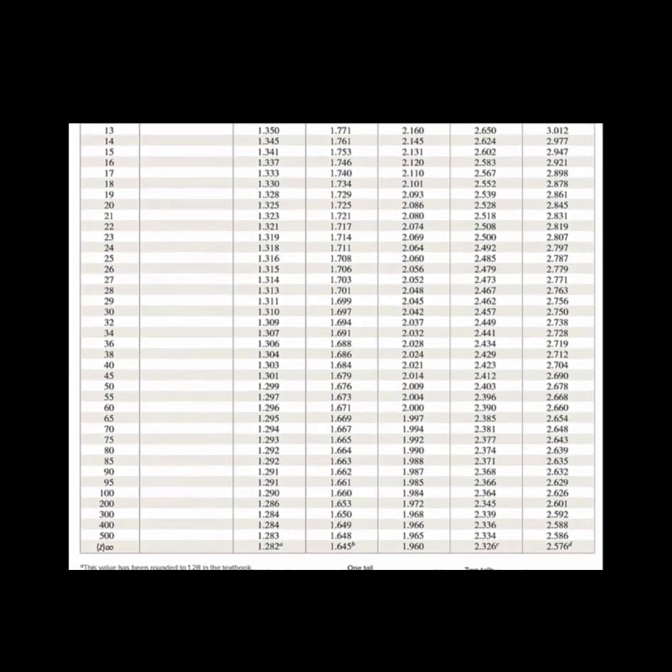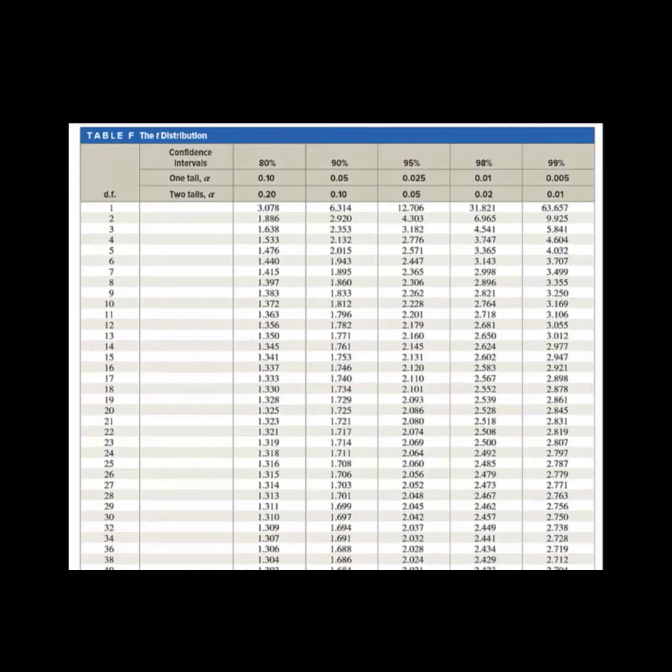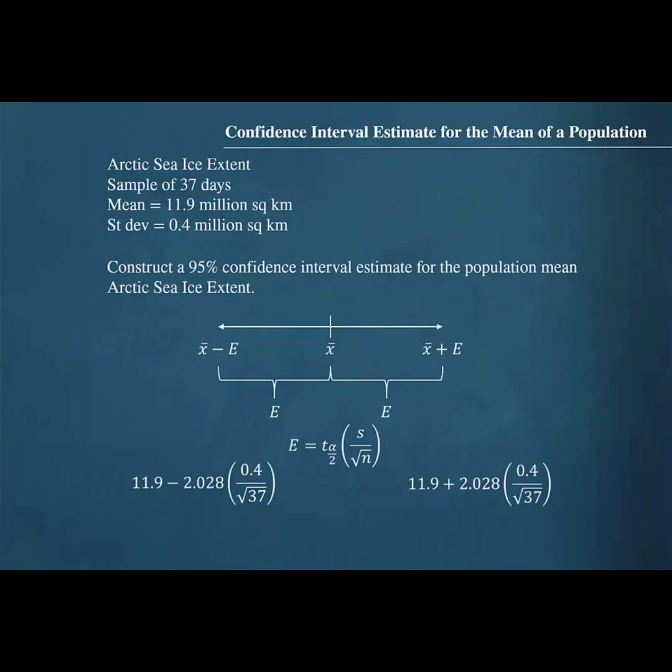Now we'll drop down until we find 36 degrees of freedom and find out where that crosses with the 95% column. And we have a value of 2.028. So we will calculate the left and right hand endpoints of our confidence interval by substituting the sample mean, t-value, sample standard deviation, and sample size. The resulting interval endpoints are 11.8 and 12.0.